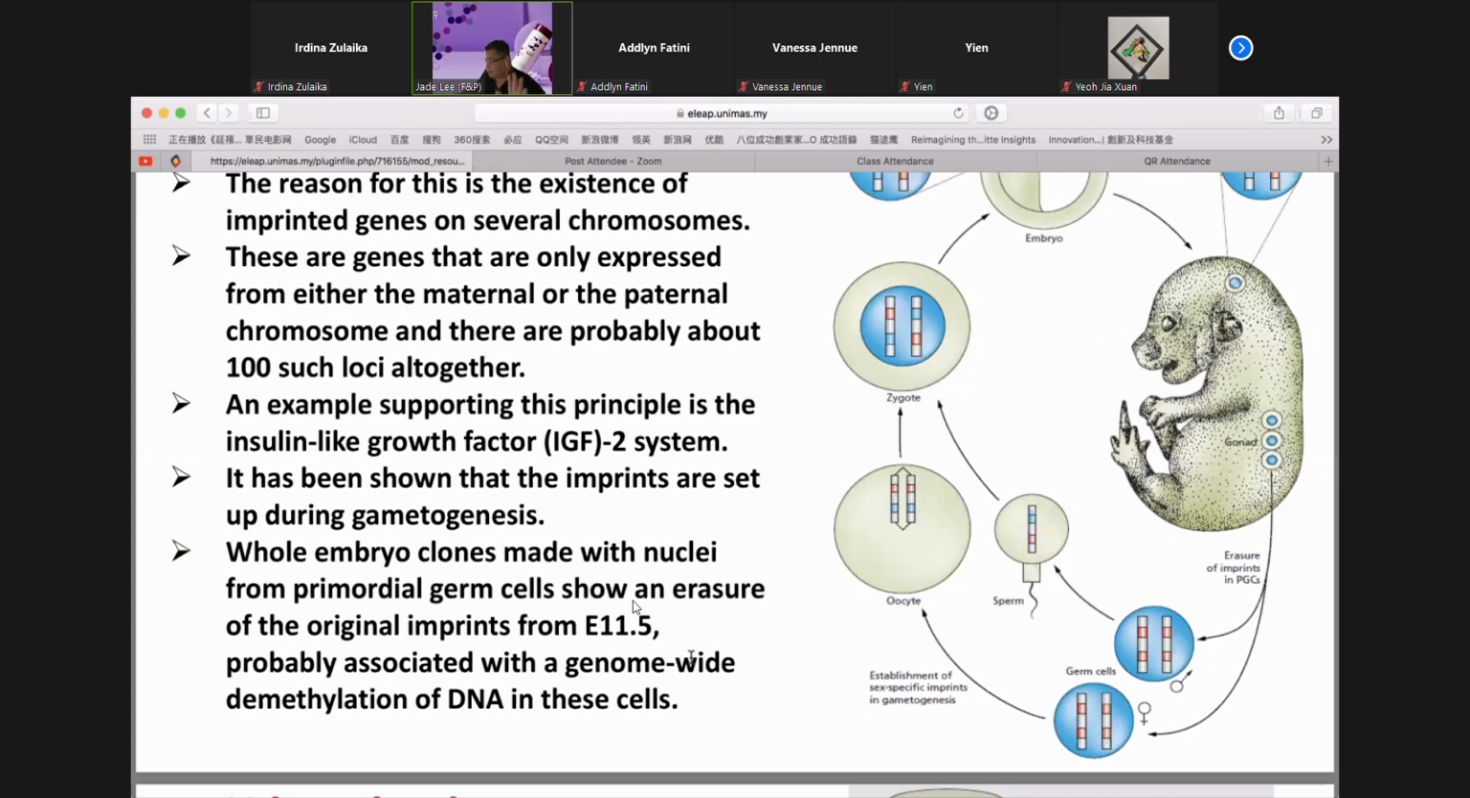Okay, class. Listen very carefully. During the fusion of the nucleus from a sperm and the nucleus from the ovum, there's a restoration of the genome, from N and N to become 2N, betul tak? Yes, doktor. Remember this, kan?